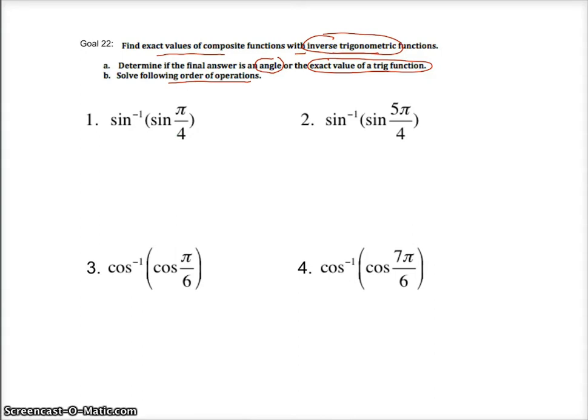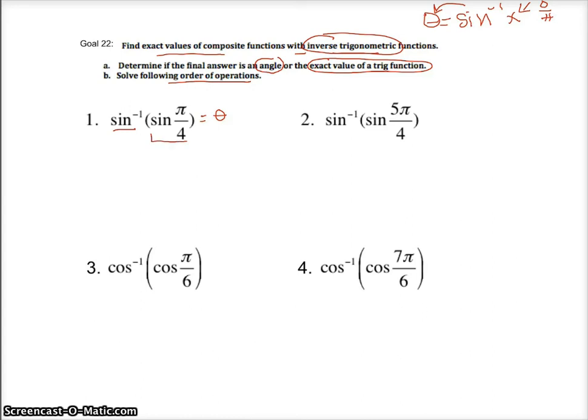Recall that when we are solving for an inverse function, the inverse is always equal to an angle. Remember that x represents opposite over hypotenuse of an inverse, and y is equal to theta. So because I see that the outside is an inverse, I know that my final answer will equal an angle measure theta. Let's solve this following order of operations.